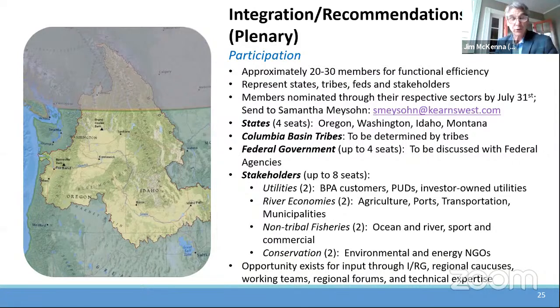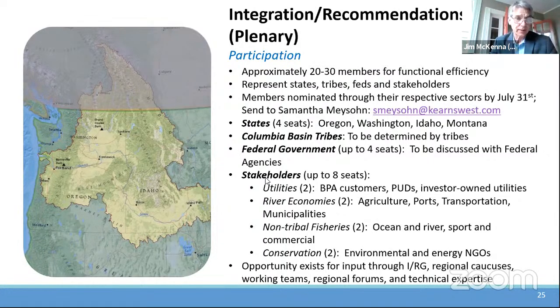The Columbia Basin tribes, we have an open invitation to them to have each tribe represented. We met with them on May 20th to talk about this, and we're having continued conversations with the tribes about how best they could be represented. That's an ongoing conversation. The federal government and the various agencies, we're thinking up to 4 seats total, and we are having continued conversation with them. The last major category are what we call stakeholders. It's kind of everyone else. At first we were looking at limiting that to a couple seats. We're now up to 8 seats for stakeholders.